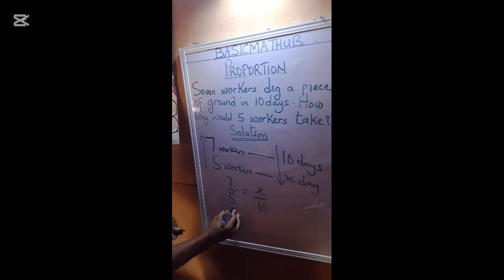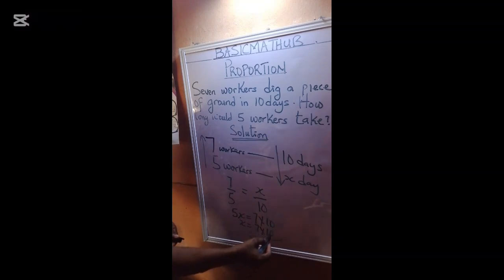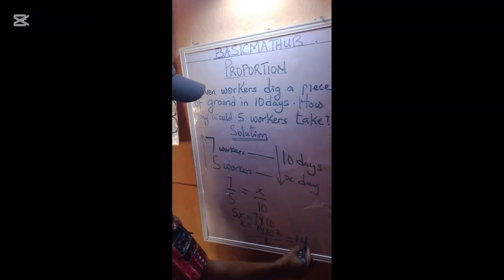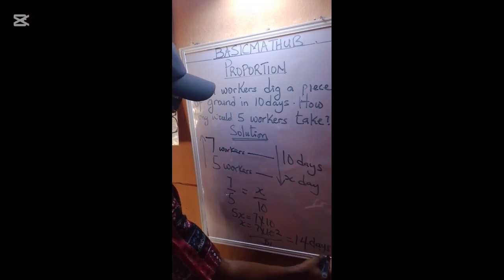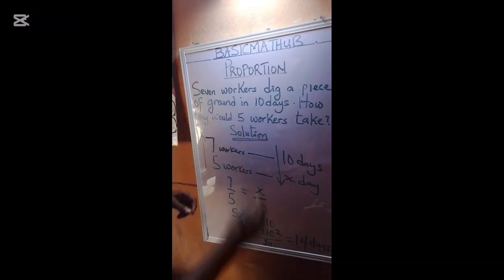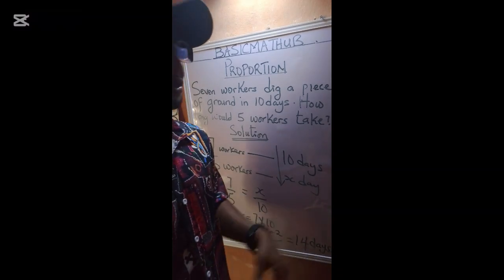So we cross multiply. That is going to be 5x is equal to 7 times 10. Therefore our x will be equal to 7 times 10 divided by 5. This 5 can divide 10. So 10 divided by 5 is 2, and 5 divided by 5 is 1. So we are left with 7 times 2, which means that is 14 days. So when we are dealing with inverse proportion, one of the variables increases while the other decreases. This is the shortest method possible to solve inverse proportion.